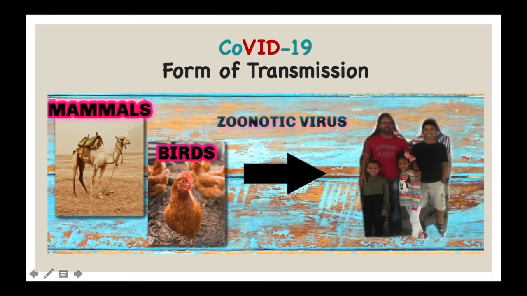Now, what is the form of transmission of COVID-19? As you see from the slide, I have different pictures. I have one for mammals, birds, and a few people that I know that are my family members. Coronaviruses cause disease in mammals and birds. A zoonotic virus is one that is transmitted between animals and people. When a virus circulating in animal populations infects people, this is called a spillover event.